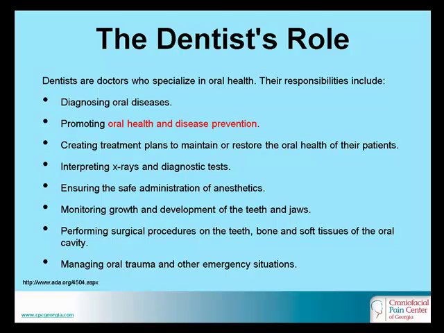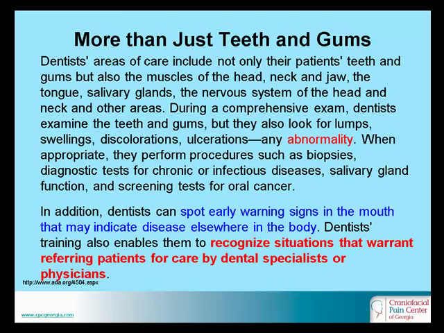On that same statement, there is a discussion that is more than just teeth and gums. If you look at the statement there, they say that a dentist's areas of care include not only the patient's teeth and gums, but also the muscles of the head, neck, and jaw, the tongue, the salivary glands, but more importantly, the nervous system of the head. And the nervous system is where we see a lot of correlation with the nerves that go to the face, the nerves that go to the jaw, and its cross-correlation with neck issues or even headache issues that we'll talk about here shortly.